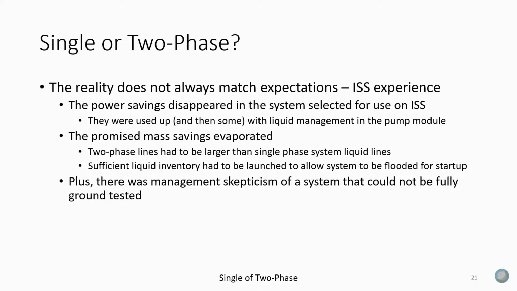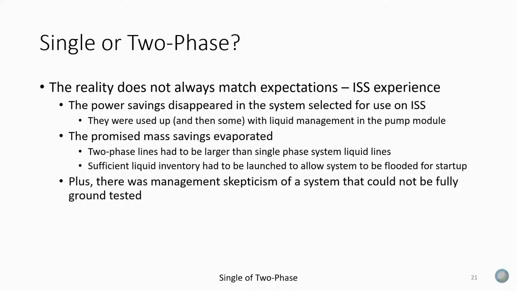But it ended up that we had a combined separator pitot pump that used about 500 watts of power when a single phase loop would use about 300. So it ate up all the power savings. They were gone. The other thing that happened is that the mass savings evaporated. And that's not really a pun with two-phase, but you can take it that way.